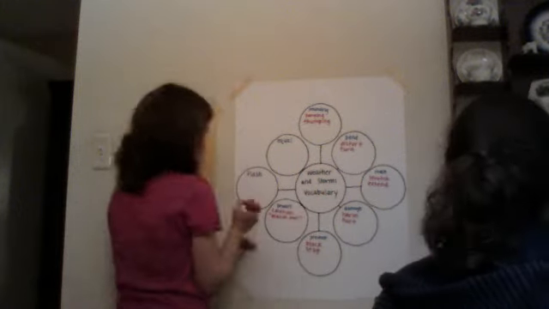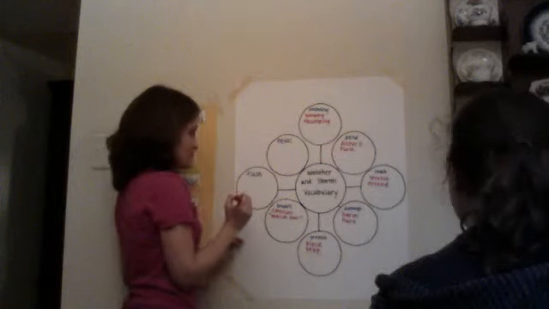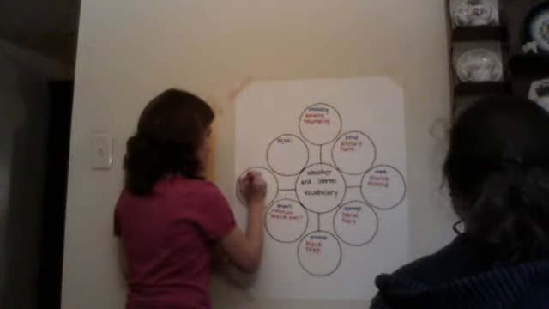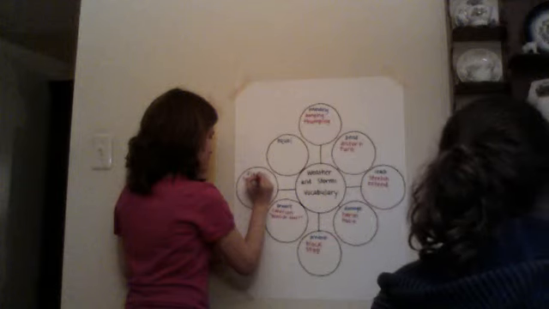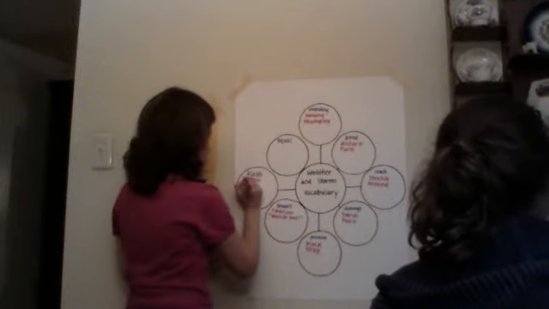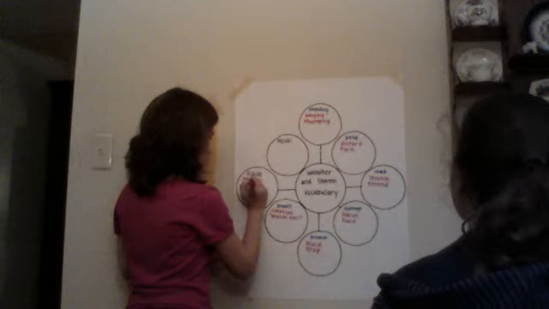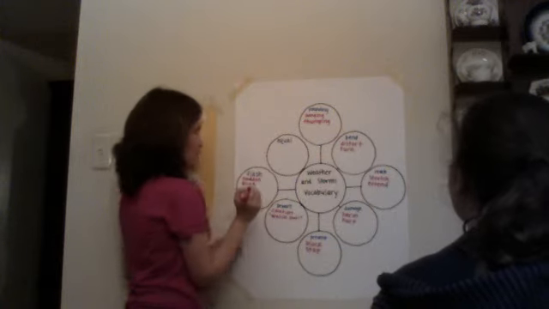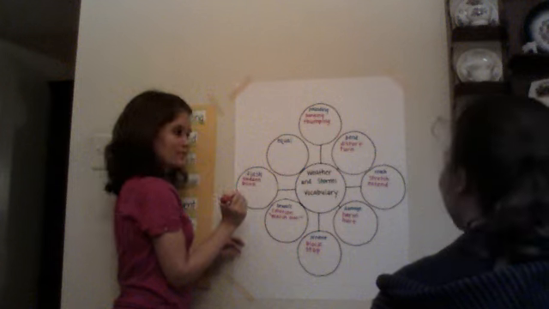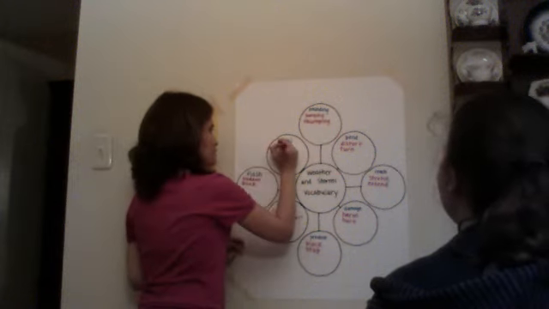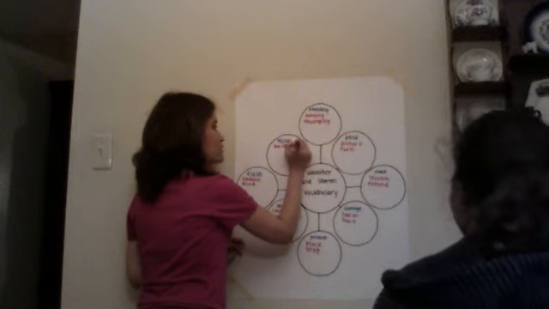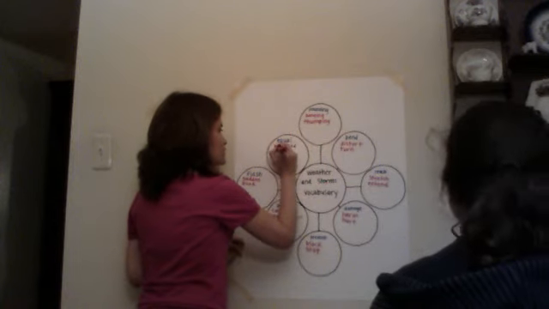How about for flash? Sudden. And Joel, do you have one? Example. And the last one, equal. Put down balance. Balance. Very good. Did you think of one, Kelly? Identical. Ooh, very good.